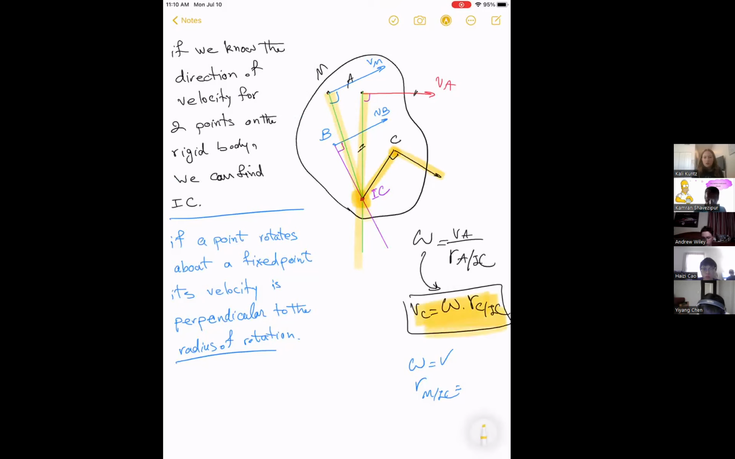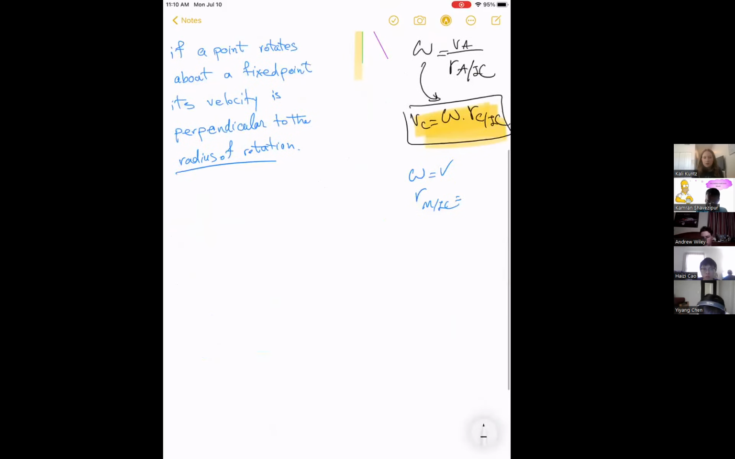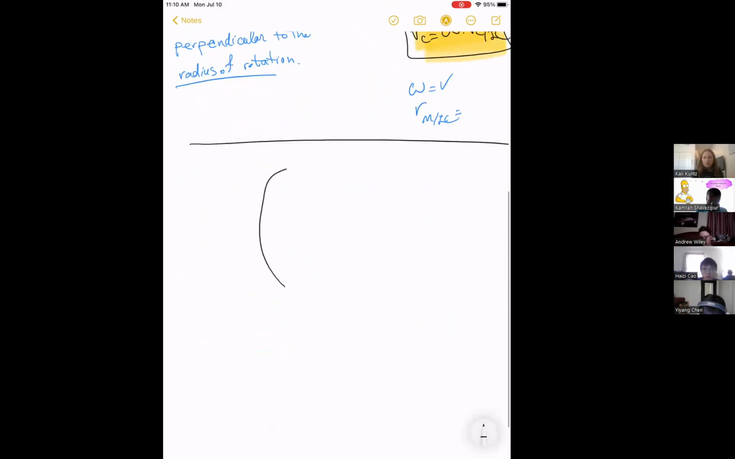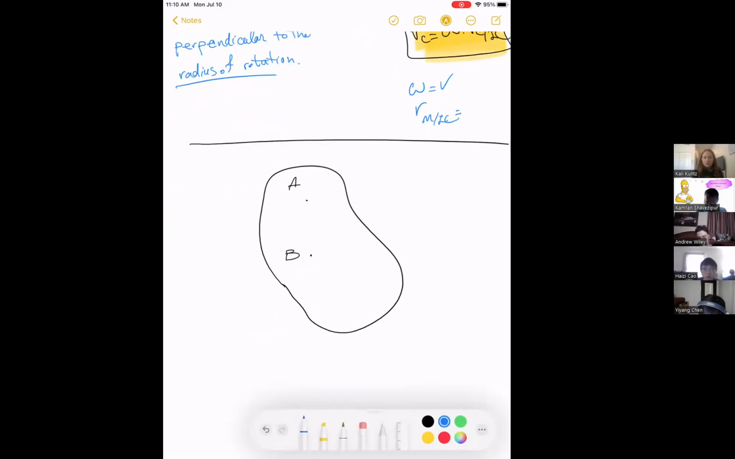Now, the question is, sometimes the velocities of the 2 points that you are dealing with are parallel. Let's say this is the same rigid body, like a potato. This is point A. This is point B. This is velocity of A. And this is velocity of B.